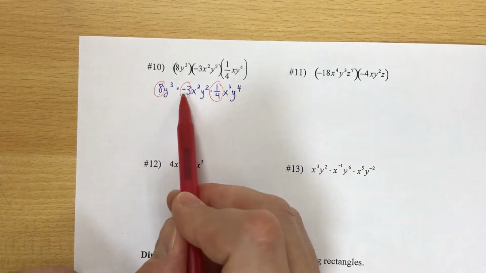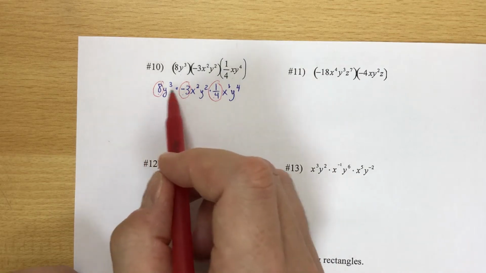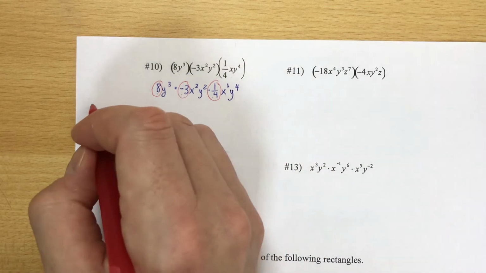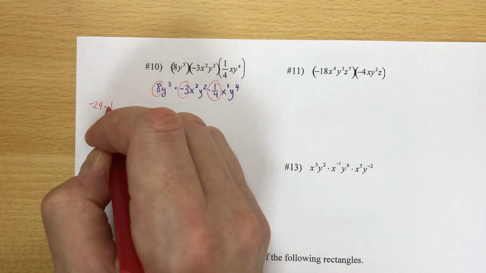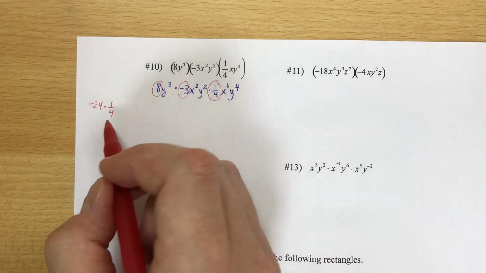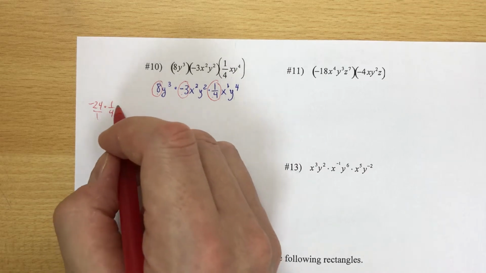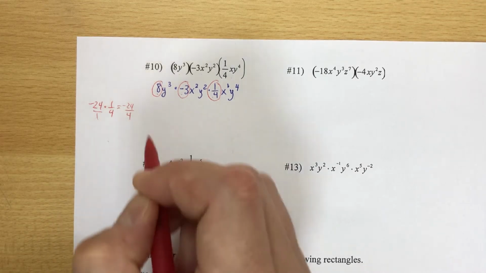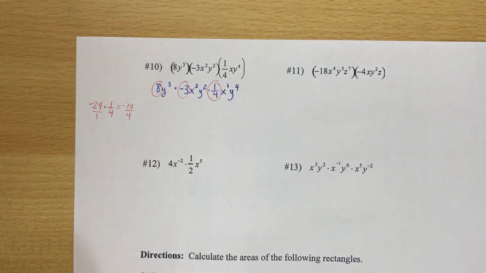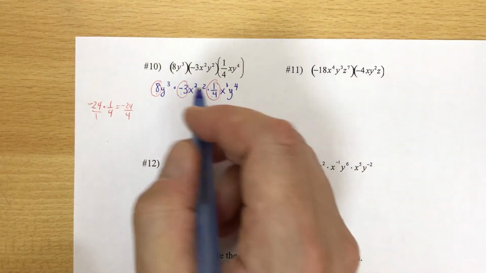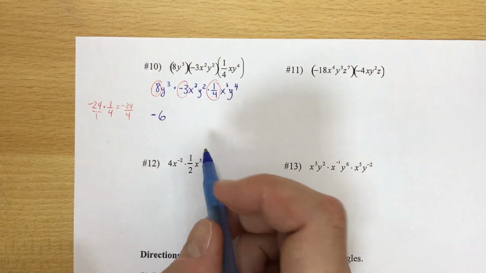Now I can multiply in order. 8 times negative 3 is negative 24. And in this case, when I multiply by the fraction, that would be negative 24 divided by 4. So we get negative 6. So the coefficients multiply to negative 6.